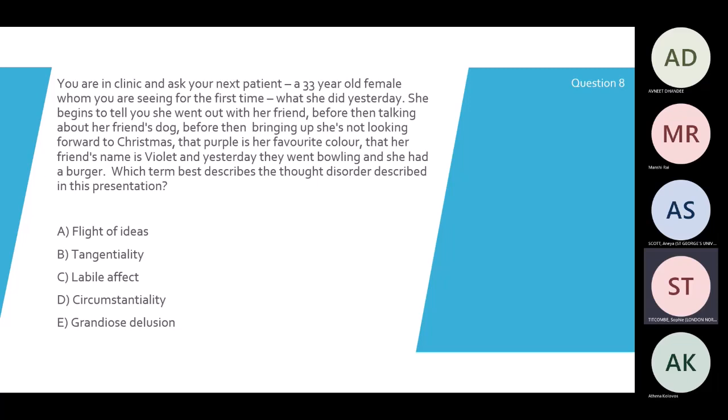She begins to tell you she went out with her friend, before then talking about her friend's dog, before bringing up she's not looking forward to Christmas, purple is her favourite colour, her friend's name is Violet, and yesterday they went bowling and she had a burger. So which term best describes the thought disorder described in this presentation?